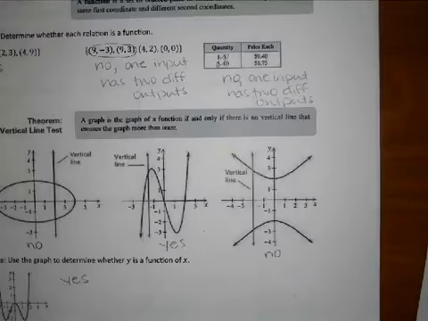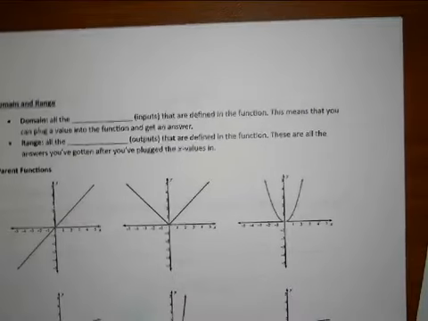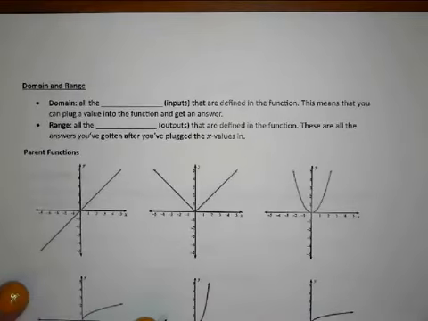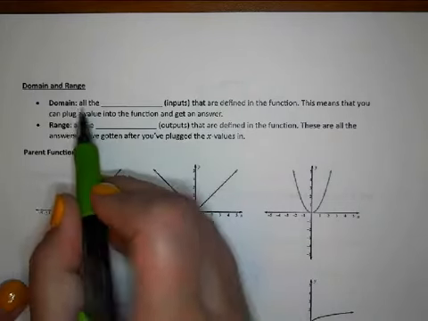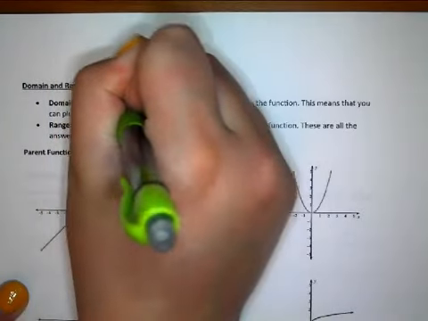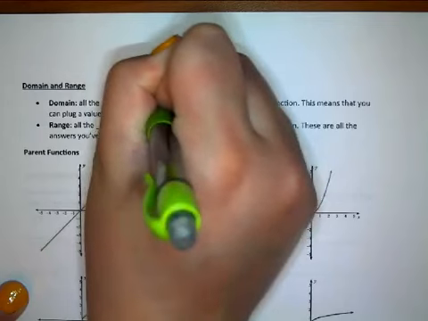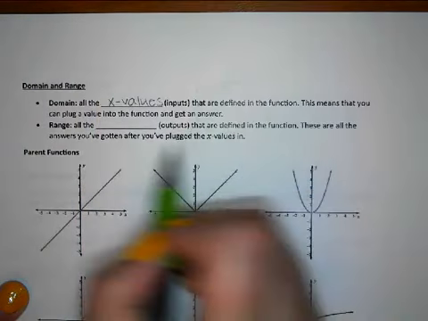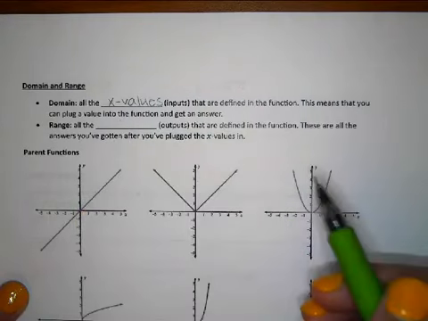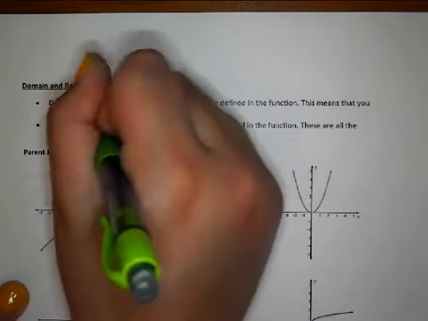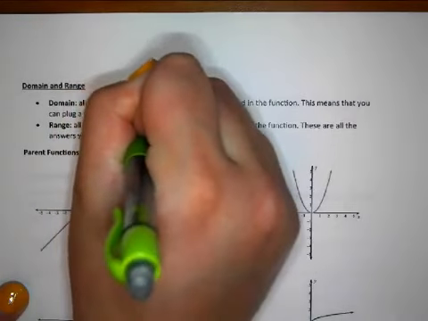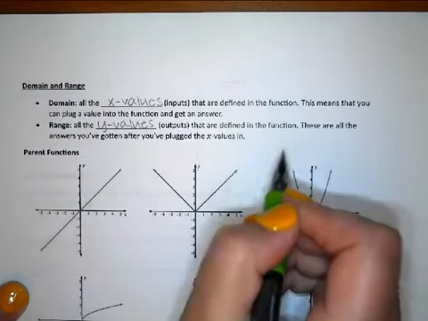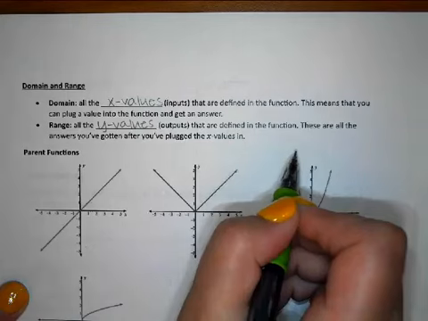Okay, let's look at the next page. So here we're going to look at the domain and the range of relations and functions. The domain is all of the x values or inputs that are defined in the function. This means that you can plug a value into the function and actually get an answer. The range is all of the y values or the outputs that are defined in the function. These are all of the answers you've gotten after you've plugged the x values in.